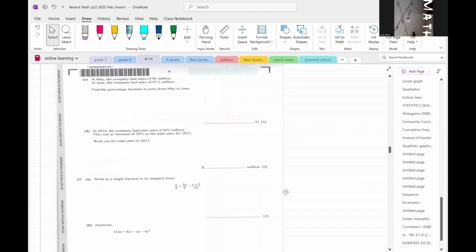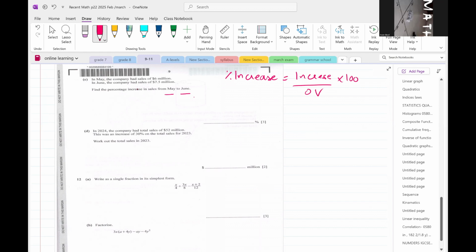In May, the company had sales of 6 million. In June, the company had sales of 7.5 million. Find the percentage increase from May to June. Percentage increase formula is increase over original value times 100. What is the increase? What is the original value? Just write it. 7.5 minus 6 will be 1.5 over 6 times 100.